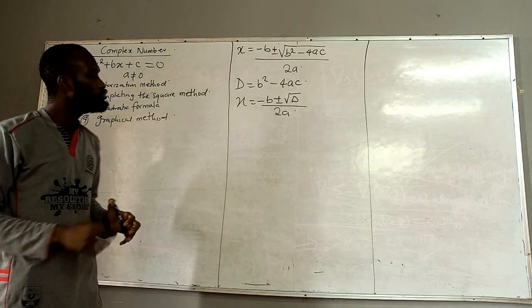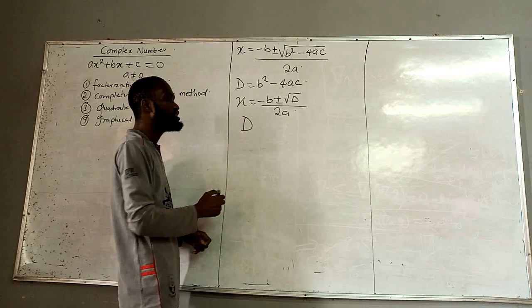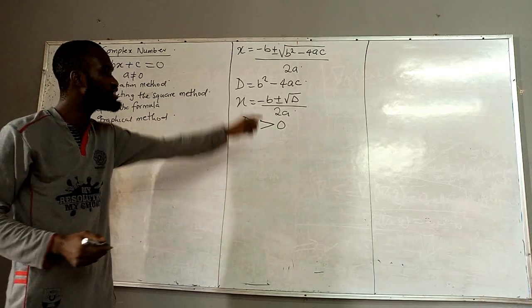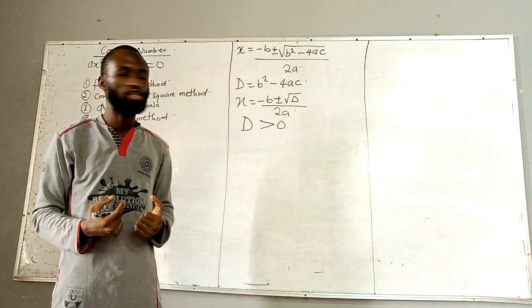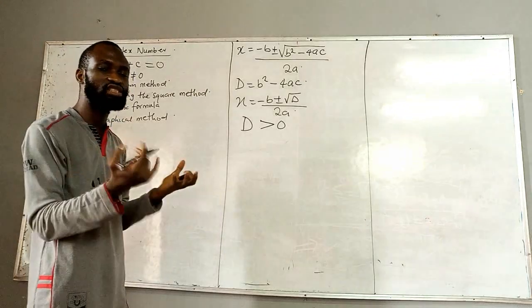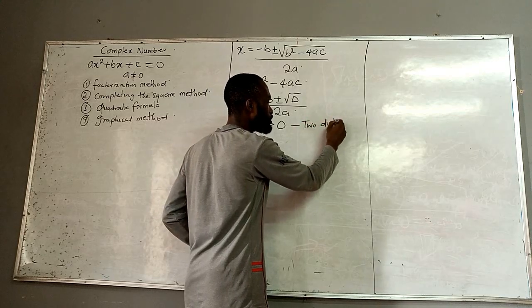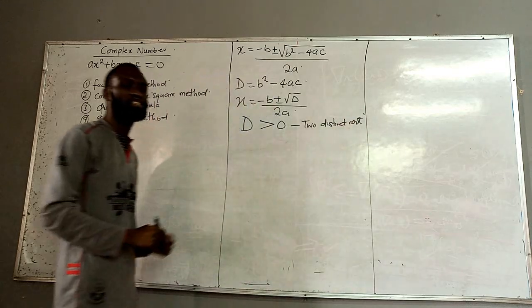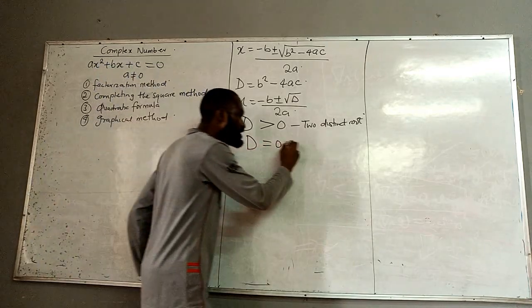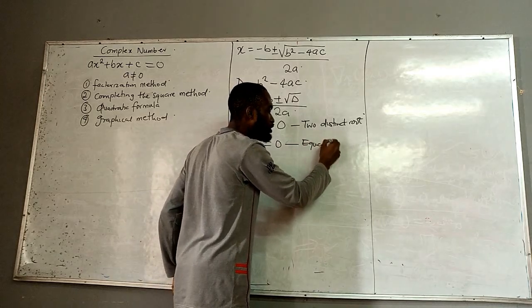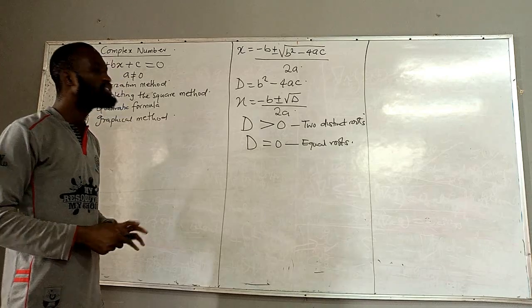Now, in our secondary school, we only study 2 solutions of this kind. The first one is if my d is greater than 0. If my d is greater than 0, it is very easy for me to find the square root. Then we are going to say we have 2 distinct roots of the equation, that is, x1 and x2 as distinct roots. The other one we also study in secondary school is when d is equal to 0. Then this one will give me equal roots.